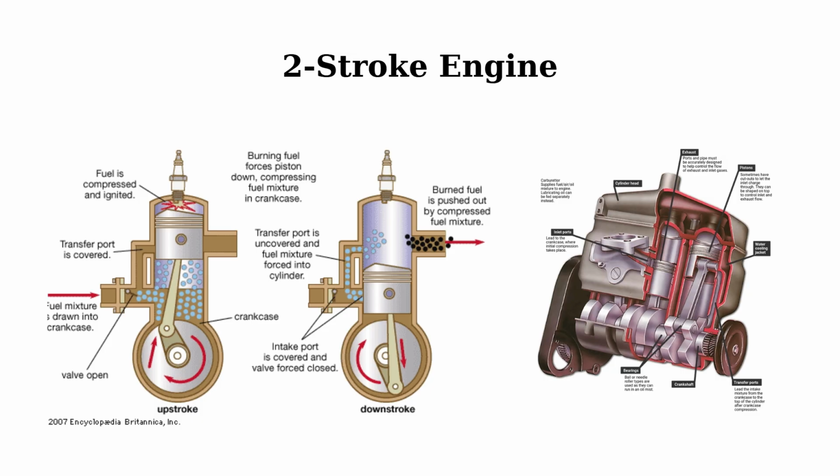Because of these advantages, two-stroke engines are used in small machines. For example, they are commonly used in motorcycles and small equipment. However, two-stroke engines also have some disadvantages.